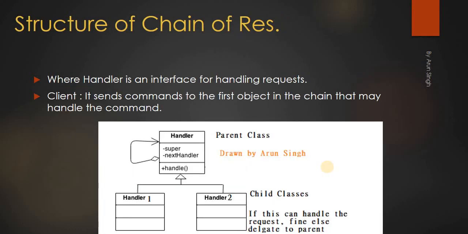Now, the structure of chain of responsibility. Here I have a parent class, and here I have handler 1 and handler 2. These are the child classes of the parent class handler. Now, if handler 1 or handler 2 can handle that request, fine. Else they will delegate the request to the parent class, that is handler. There can be some specific condition where even the parent handler cannot handle the request. In such a condition, you have to handle this in your code. If even the parent handler is not able to handle the request, then what do you need to do? You have to decide whether you will throw an exception or handle it logically.